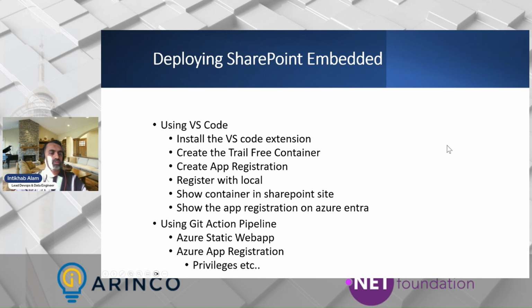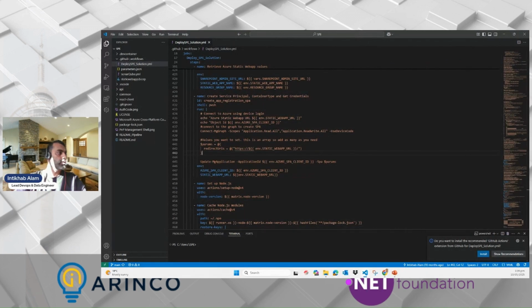There are two ways, and one is through VS Code. I will explain the code extension provided by Microsoft, which is container-based. We are going to create a free trial container, and then we will have an app registration with it. This app registration is used to access all the files from there, and I'm going to show you how you can use it. Let me start with VS Code.